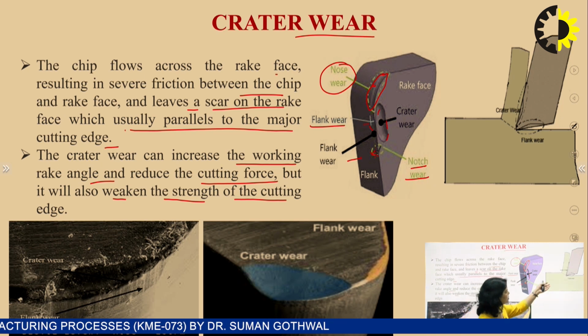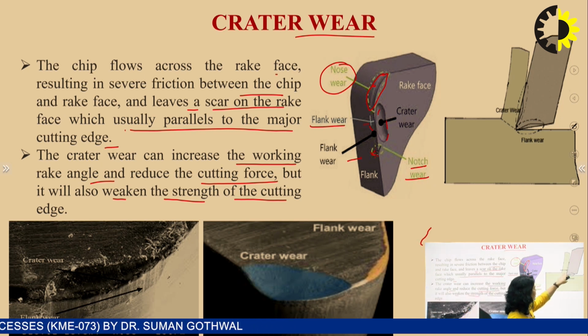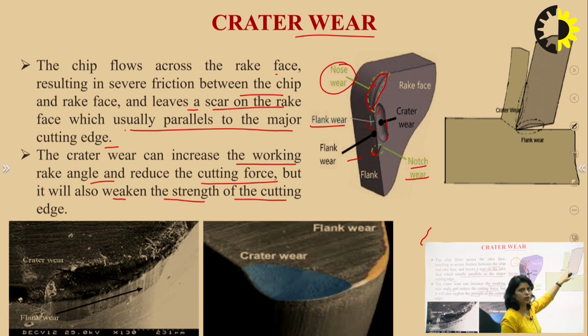Clear? This is the basic diagram that crater wear is taking place here, where the secondary deformation zone is present, and this is the rake surface of the tool, and this is the flank surface. So here the flank wear is taking place. Clear? So in this diagram we can see here, this is the rake surface. So here the loss of material is taking place. So this is basically the crater wear, and this is along the flank surface. So here the flank wear is taking place. You can see in this diagram also. Clear?